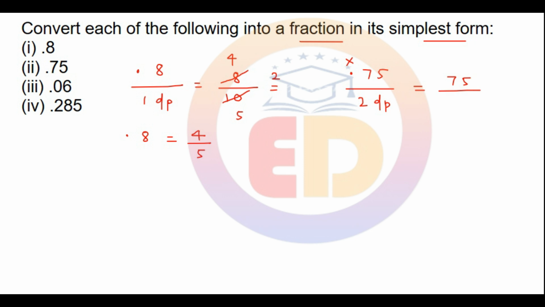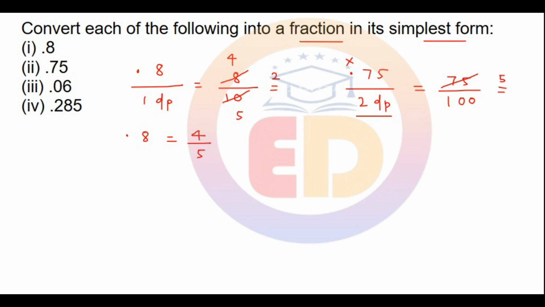In the denominator, write 1. For 2 decimal places, write down 2 zeros after 1. It will become 75 upon 100. Both 75 upon 100 can be converted to lowest form either by dividing by 5 or 25. For the sake of easiness, I will divide them by 5.